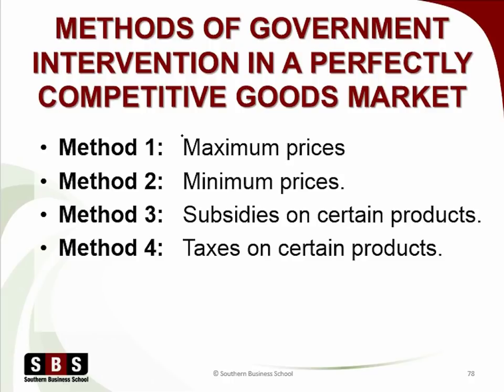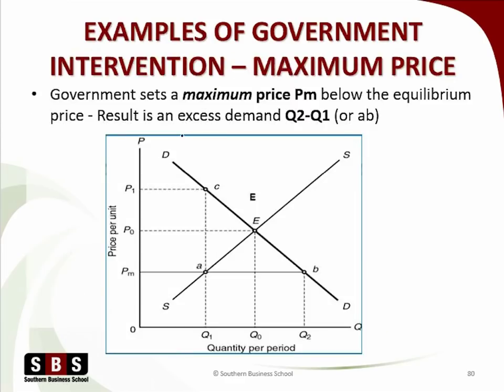You just need to know how to show on a graph what the effect will be if the government introduces maximum prices, or minimum prices, or subsidies, or taxes. Now this you can go through. I don't think I've got one here. There's a maximum price. Now a maximum price is where the government don't want the price to rise too high. So they introduce a maximum price because they don't want it to rise too far from a certain point.